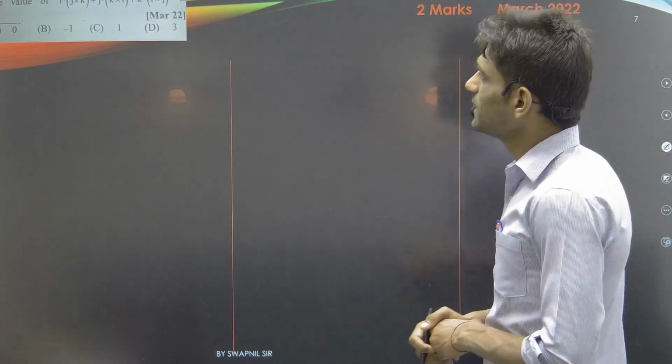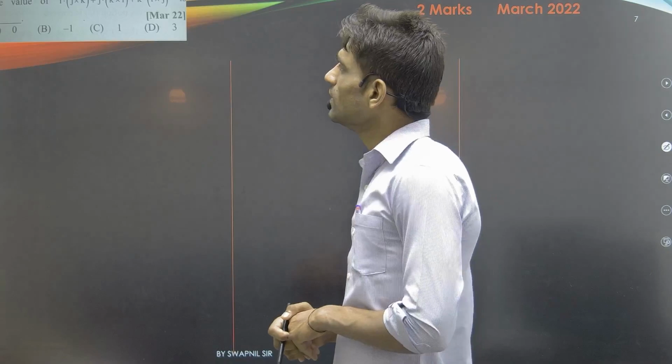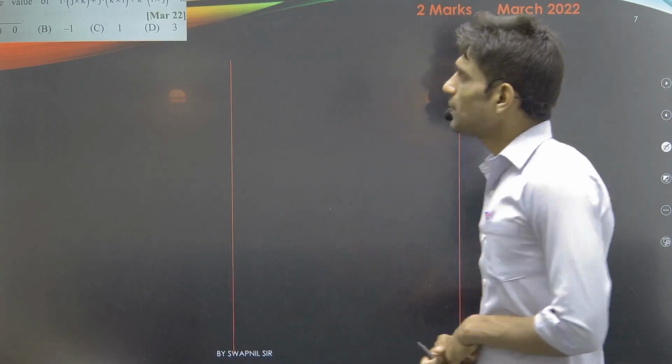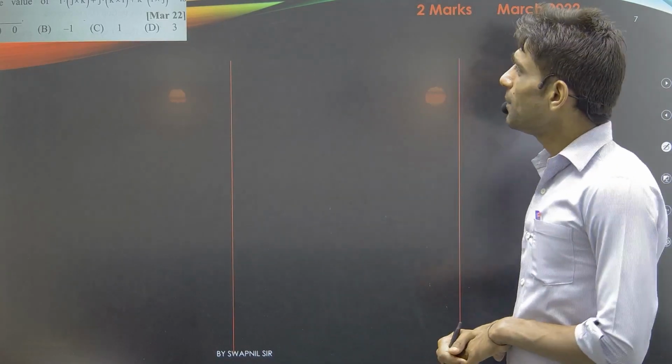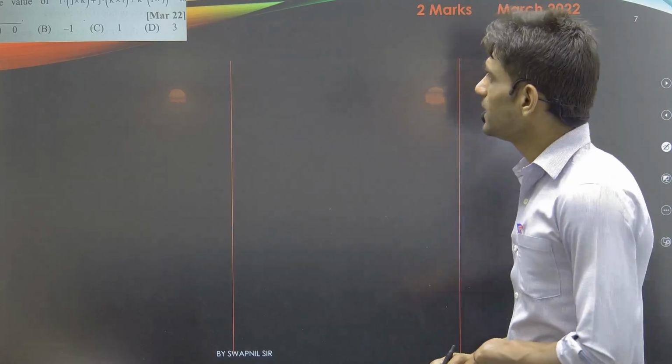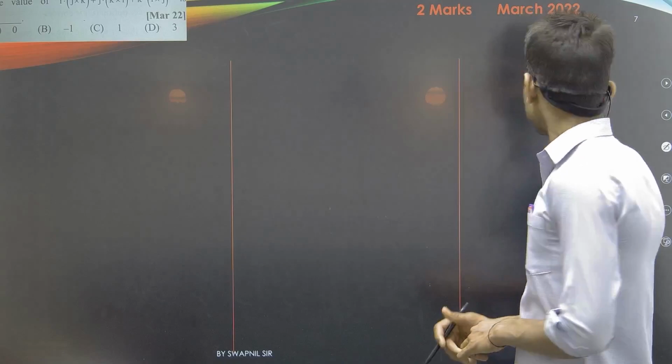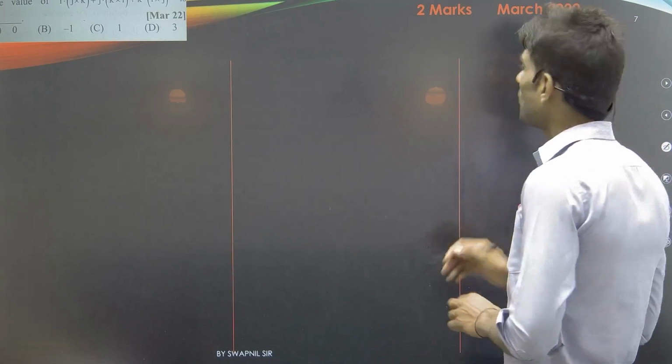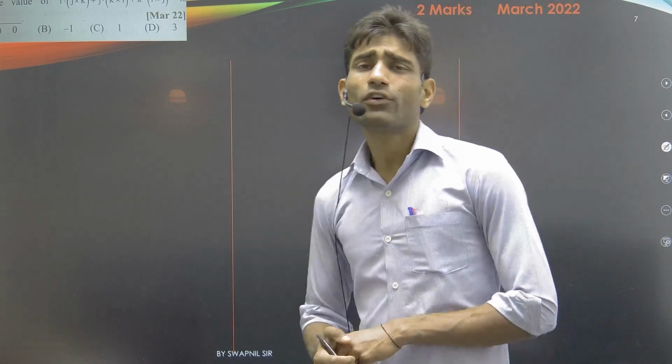In our next example, we have to find the value of i dot j cross k plus j dot k cross i plus k dot i cross j. So we want the value of these three terms with i, j, k. Let me explain first of all what results are useful here for finding their values.